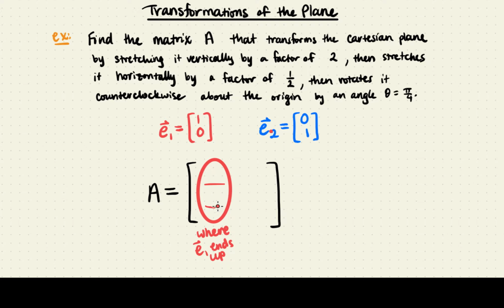So we would have 2 elements here because this is going to be a 2 by 2 matrix. And the second column, where again we'll have 2 elements, this is going to be where E2 ends up.